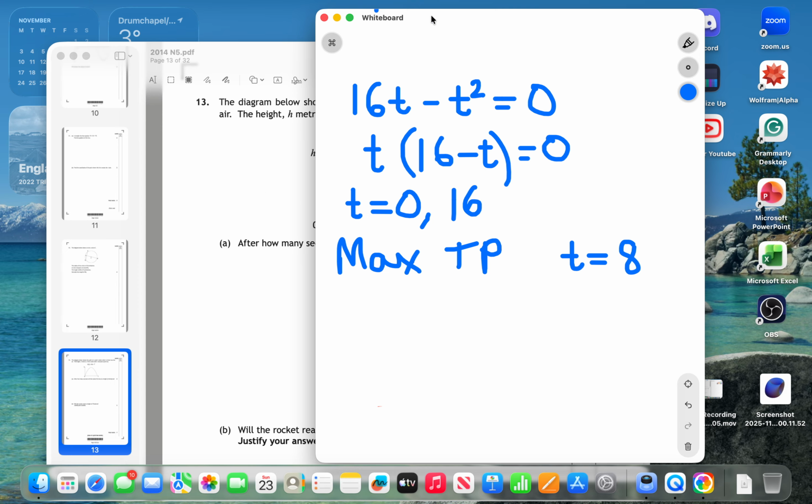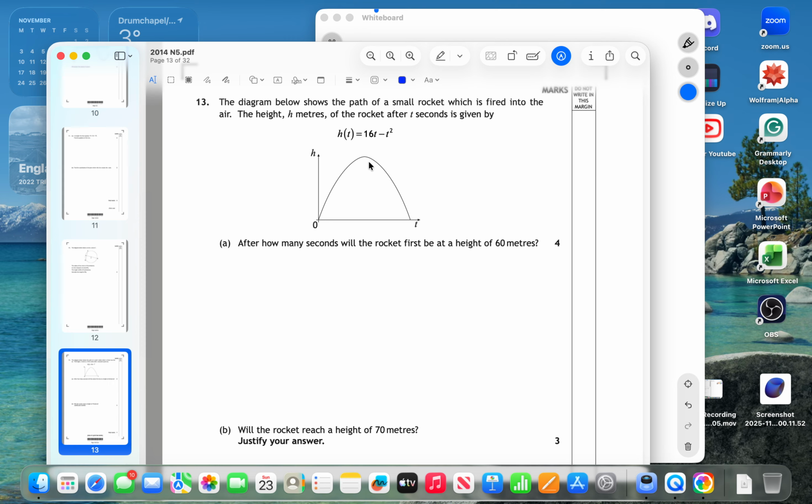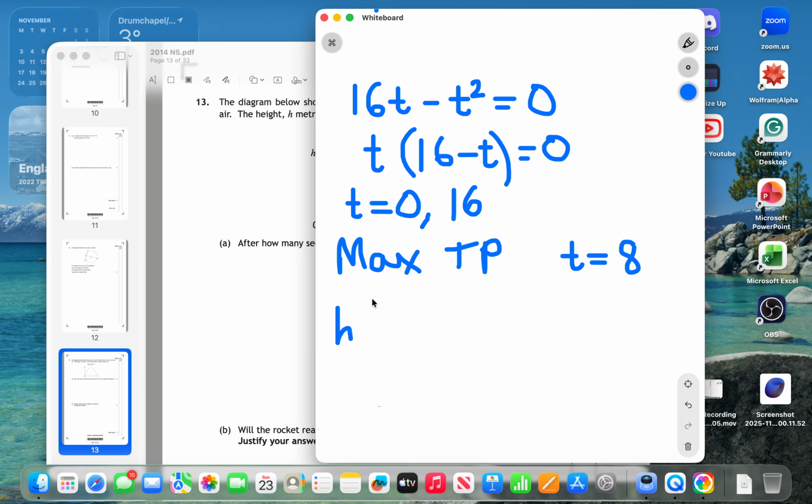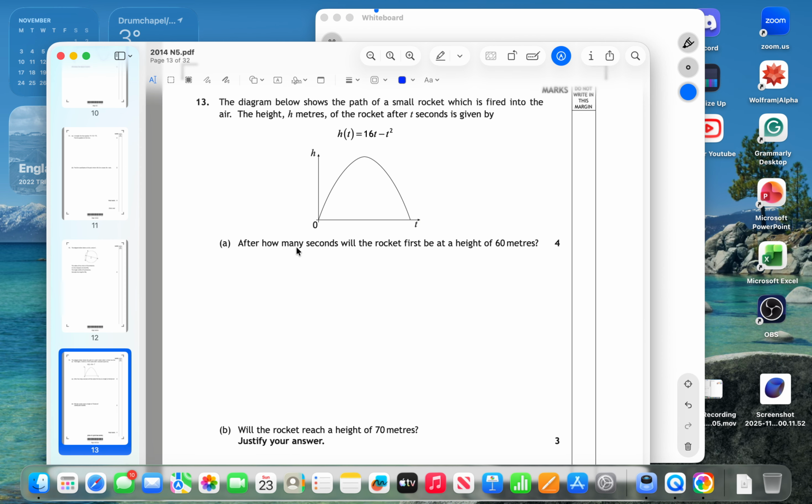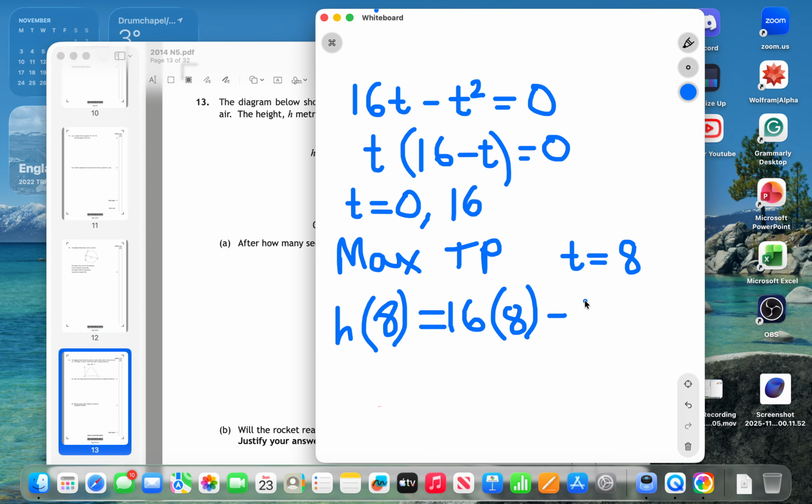And how we do that is we then substitute t is 8 back into the equation. So we substitute t is 8 back into the initial equation, and we get h(8) equals 16 times 8. Remember the function notation. If we substitute the t for 8, so we have h of 8, then that means we substitute all of the t's for an 8. So 16 times 8 minus 8 squared. Well, 16 eights is 128. Take away 64 equals 64.